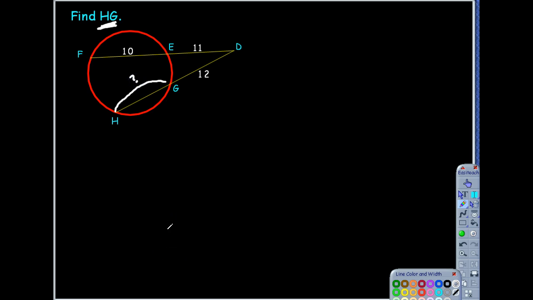Okay, so here's what I'm thinking. Because it's two secant segments intersecting outside, I know that it's the secant segment times its external. So I'm going to start with the one I have all the information about. This whole secant is the FD. So I have to add the 10 and the 11, and I get 21. And I'm going to take that times its external, which is the 11, not the 10, equals the whole secant segment.